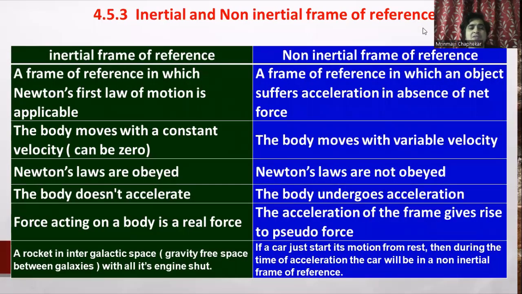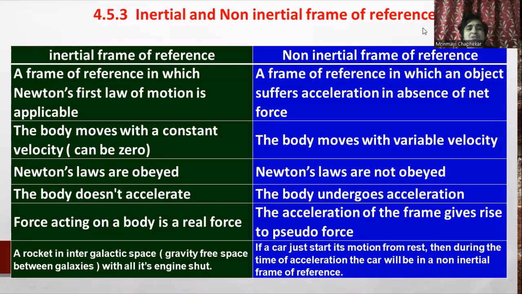In short, inertial frame of reference is a frame of reference moving with constant velocity. The velocity can be zero also. And non-inertial frame of reference is a frame of reference which is accelerated one, that is where the velocity changes. In the first case, the acceleration is zero. In the inertial frame of reference, the force that is acting on a body is a real force, and in non-inertial frame of reference, the body experiences a pseudo force which is exactly equal and opposite to a real force.